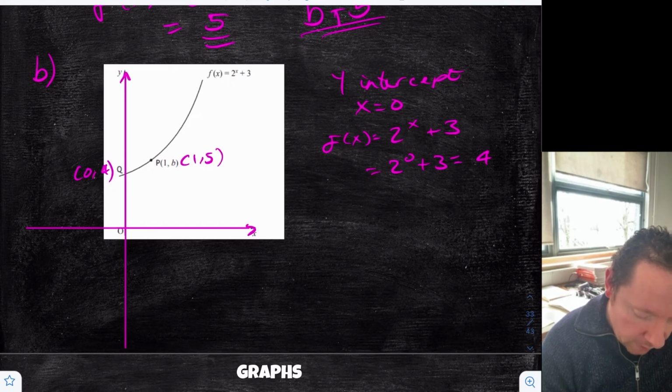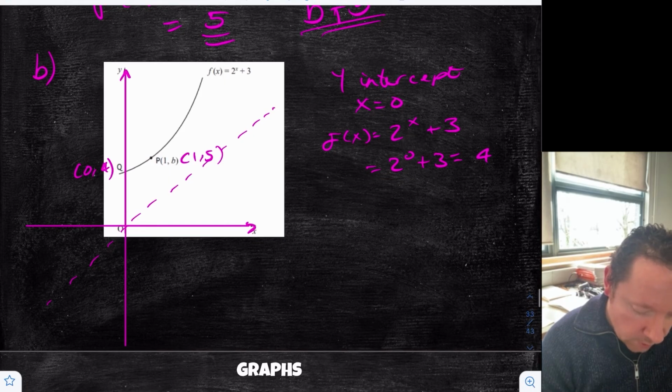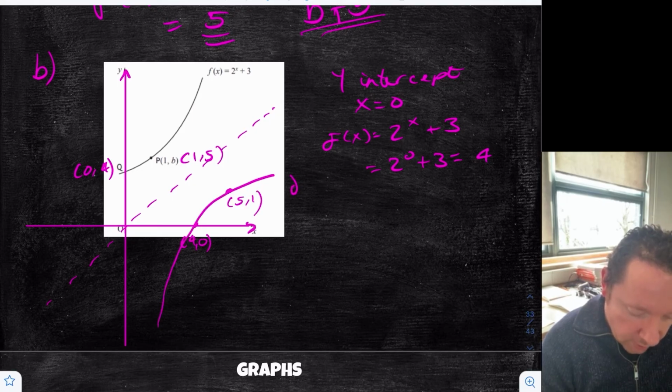We need to reflect in the line y equals x. So drawing a y equals x line, 0, 4 becomes 4, 0, and 1, 5 becomes 5, 1. And we've got a log curve like so. That's the inverse function of f of x. So that's part 1 done.